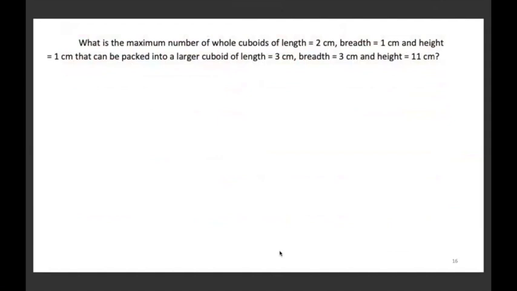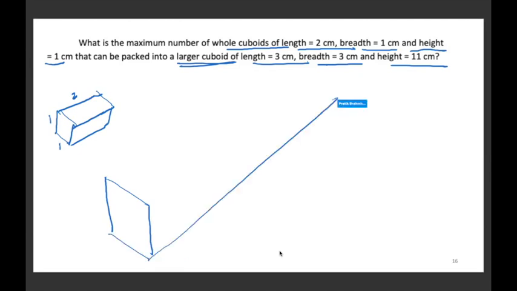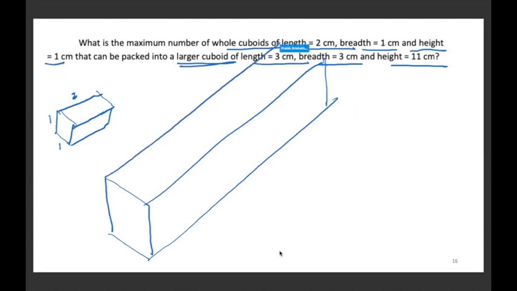What is the maximum number of whole cuboids of length 2 cm, breadth 1 cm, and height 1 cm that can be packed in a larger cuboid of length 3 cm, breadth 3 cm, and height 11 cm? The cuboid that is provided to us is of this size 2, 1, 1. And then the larger cuboid that is given to us is of a size of 3, 3, and 11. Okay. How many such boxes can we fit in this?